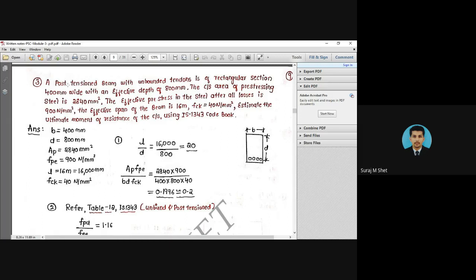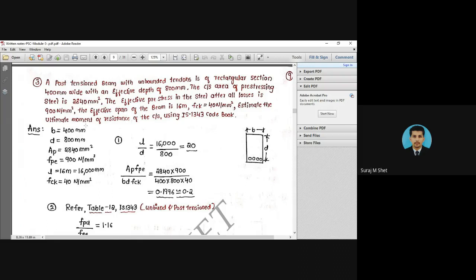Okay, post-tensioning beam with unbonded tendons. You have to go with unbonded tendons and a rectangular section 400 mm wide. Effective depth is 800 mm. The cross section of the pre-tensioning steel is 2840 mm square. The effective pre-stress in the steel after all losses is 900 Newton per mm square. The effective span of the beam is 60 meter.